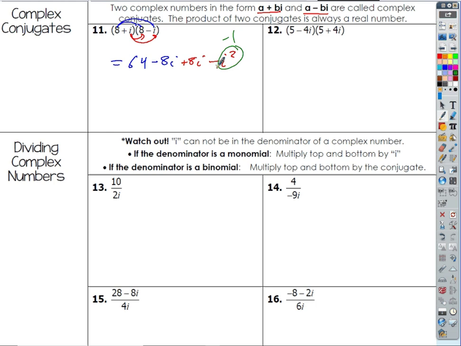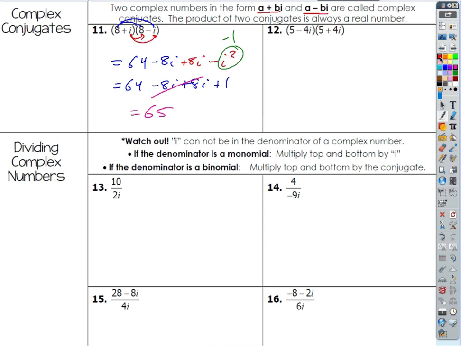Right? So then we end up with 64 minus 8i plus 8i plus 1. But what happens to the i terms? They cancel out. Okay. And then I end up with 64 plus 1 is 65. Okay, but what's the only difference there? What's the only difference in that pattern? We ended up getting A was 8 and B was 1, correct?